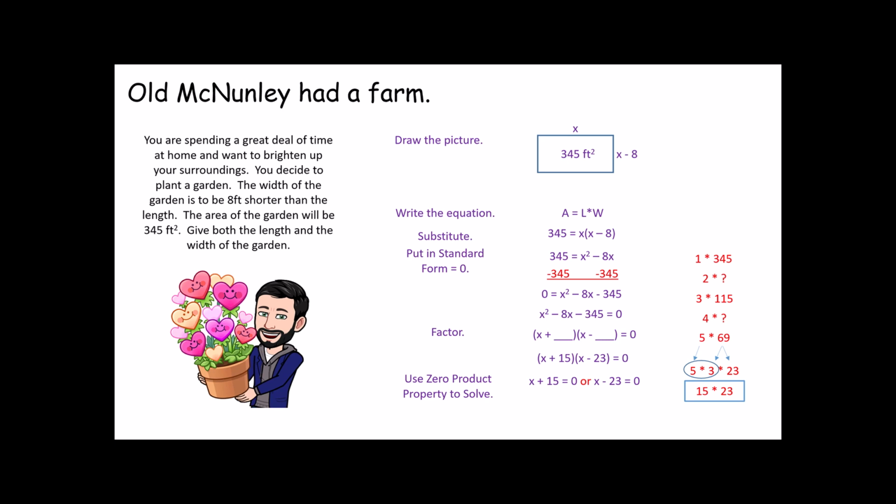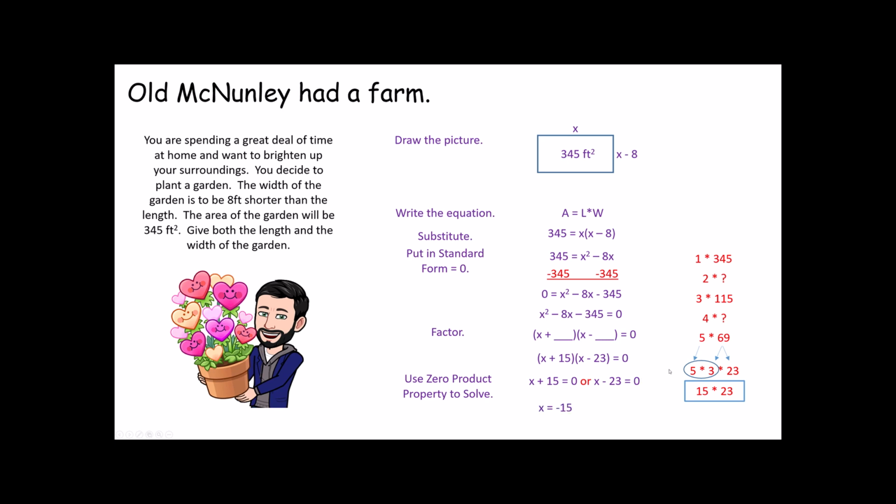Either the x plus 15 has to be a 0, or the x minus 23 has to be a 0. A lot of my students in their work are skipping this step. You really need to write this step out because it does cause people to lose track of whether signs are positive or negative when they skip this step.